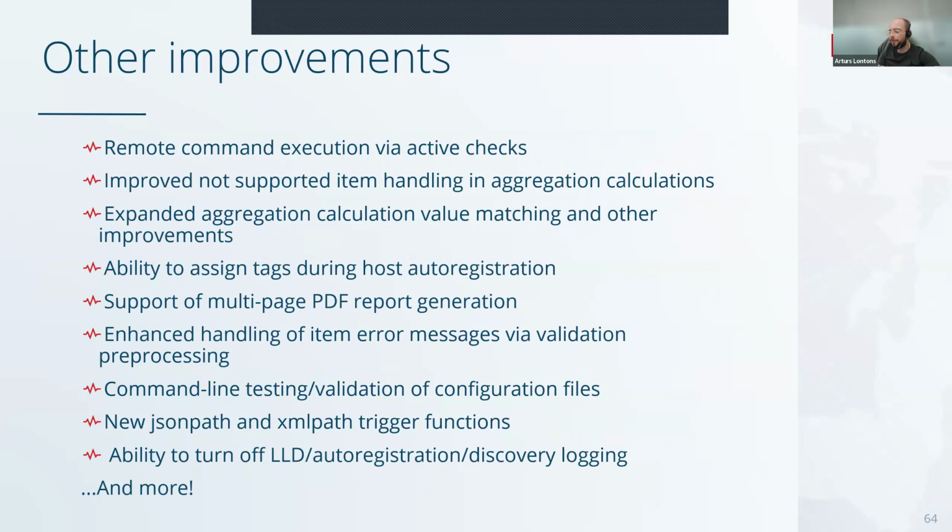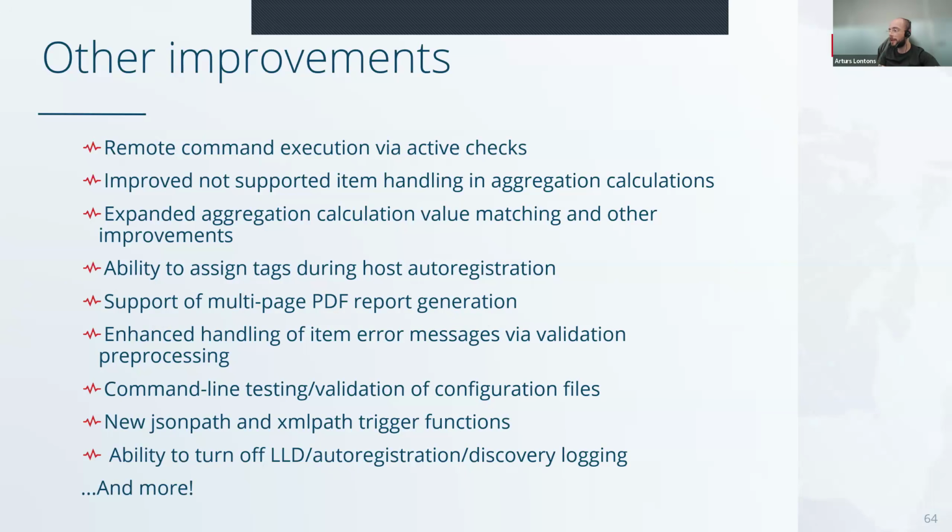Various aggregation improvements: new ways to aggregate data, and how aggregations behave when an item in the aggregate group is not supported. So many scenarios with not supported items that would lead to errors have now been fixed. We've added the ability to assign tags during host auto-registration. Previously, this was not possible. Many of you resorted to using the Zabbix API to apply tags after the host had been auto-registered. Now this can be done in the auto-registration configuration.